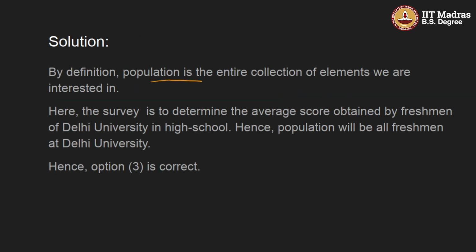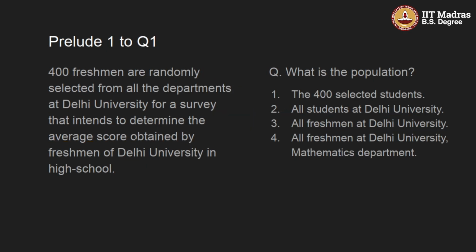We know that the population is the entire collection of the elements that we are interested to study. And here our objective is to determine the average score obtained by the freshmen at Delhi University. Hence, our population will be all the freshmen of Delhi University. Hence, option number 3, all the freshmen at Delhi University, will be correct.